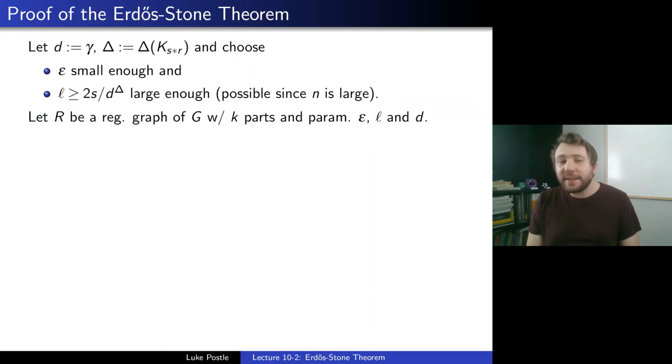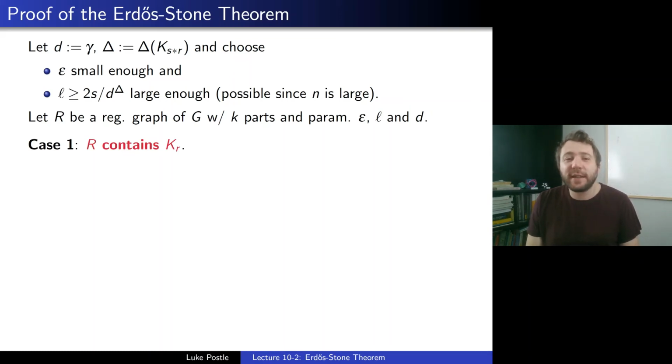And then you just consider the regularity graph of G, which exists, of course, by the regularity lemma, with k parts and parameters epsilon, L, and d. And then we're almost done. Case 1 is that R contains K_r.